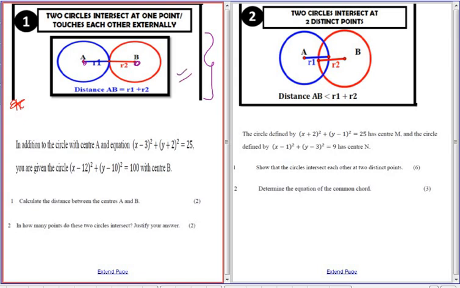So you can use the distance formula. It doesn't necessarily have to be horizontal. It may be a vertical distance, but if you have the coordinates of A, perhaps x1 and y1 here, and you also have the coordinates of B, maybe x2 and y2, it doesn't matter where they are. You can use your distance formula to calculate the distance between the two centers of the circle.